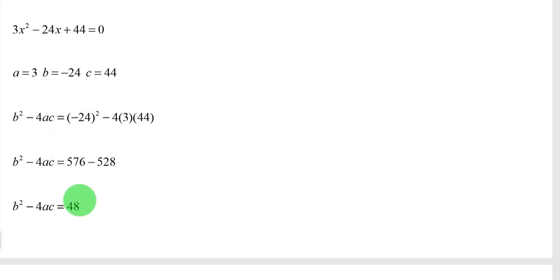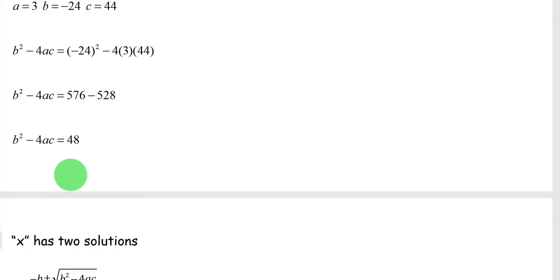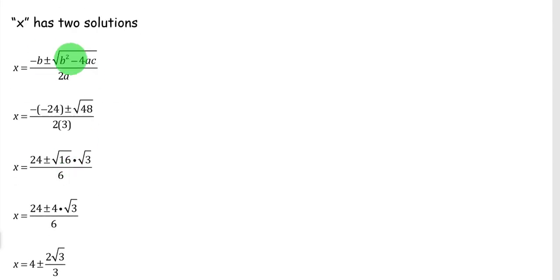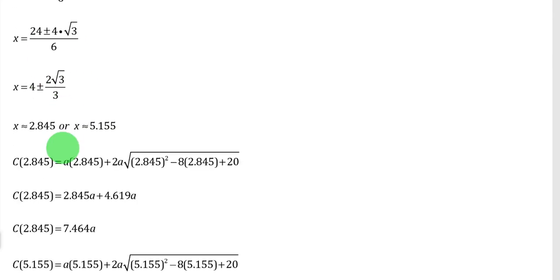So we get a positive discriminant, so that means we have two solutions. We will then figure out that quadratic equation using the quadratic formula. We get x equals 4 plus or minus 2 radical 3 over 3. If you use a calculator and round to 3 decimals, we get x is approximately 2.845 or 5.155. Now remember our units, it's in miles. So we're either going to have 2.845 miles of land pipe or 5.155 miles of land pipe.